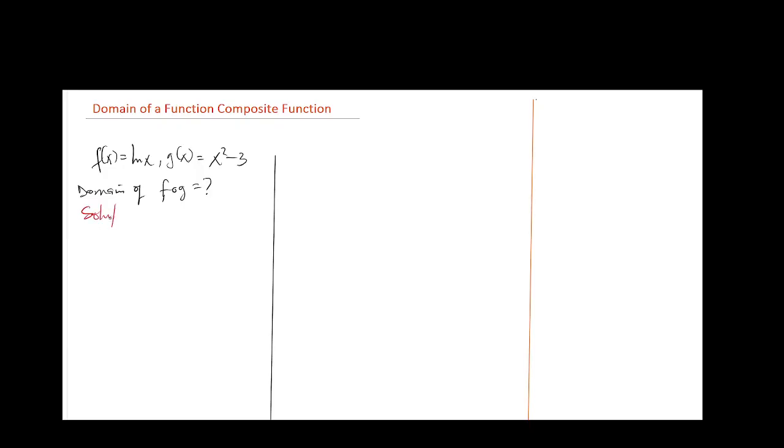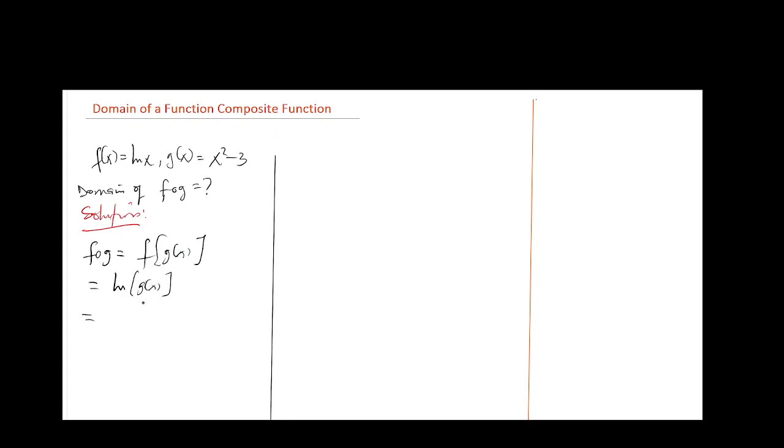Solution. First, we have to find the composition, meaning our f of g will give us f of g of x. So anywhere we have x in f, we replace it with g of x. That is, our f is ln x, so we have ln, and instead of x now, is going to be g of x. That is what it means.